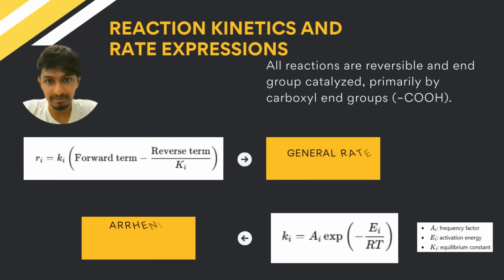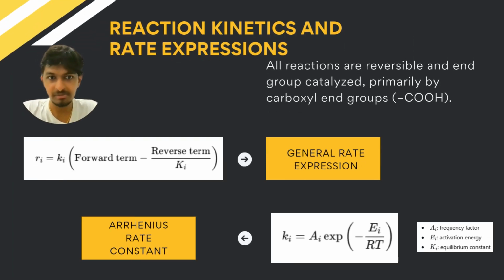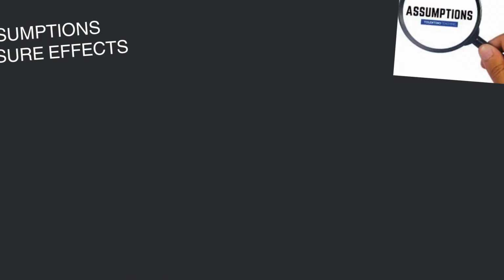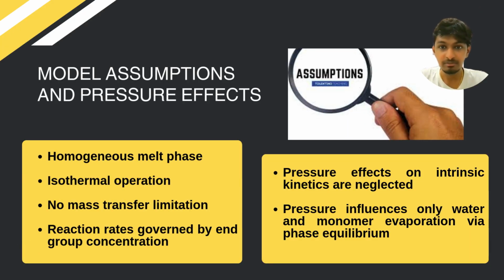All reactions are end group catalyzed, mainly by carboxylic end groups. Reaction rates are expressed using forward and reverse terms with an equilibrium constant. Rate constants follow the Arrhenius equation, so the temperature directly controls both conversion and molecular weight growth. Again, the model assumes a homogeneous isothermal melt with no mass transfer limitation. Pressure effects on the kinetics are negligible.